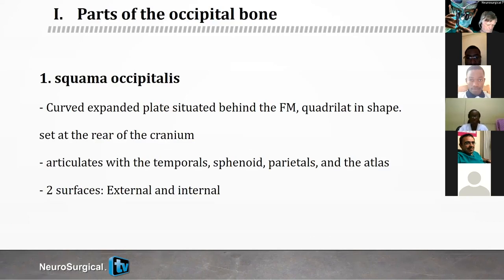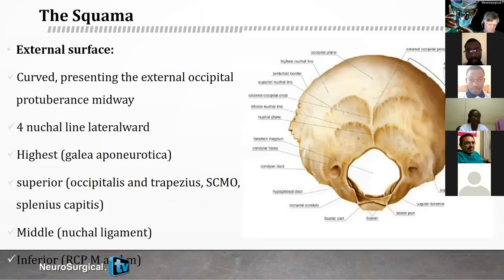Talking about the anatomy, we'll start with the squamous occipitalis, the first part. It is situated behind the foramen magnum. It is a curved and expanded plate just behind the foramen magnum. It is quadrilateral in shape. It articulates with 6 bones. We have the 2 temporals, the sphenoid, the 2 parietals, and the atlas downwards. It has two surfaces, an external or exocranial surface, and an internal or intracranial surface.